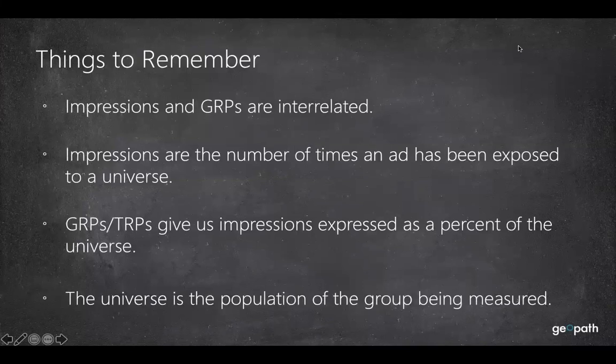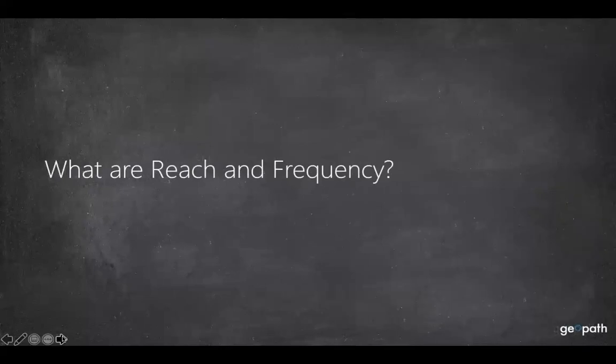Just a few things to reiterate about GRPs and TRPs. Impressions and GRPs are interrelated because you use impressions to calculate GRPs. To find the GRPs or the TRPs, you take the impression number, divide it by the population of whatever your audience base is, and then multiply that by 100. So effectively, GRPs and TRPs are just a different way to quantify impressions as a percentage of a population. Great. And next, we'll figure out how that plays into what reach and frequency are.